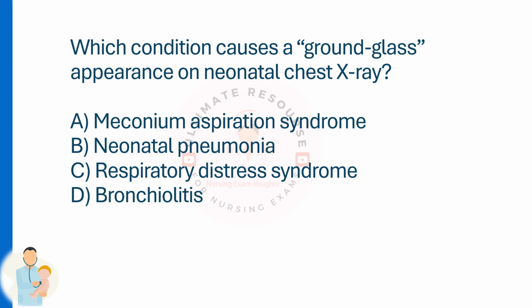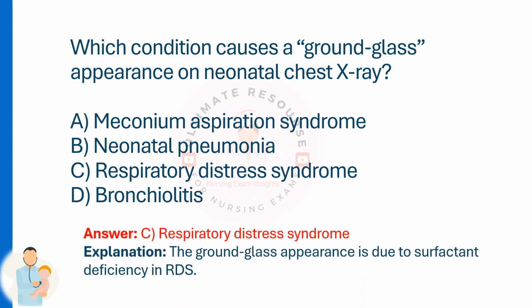Which condition causes a ground glass appearance on neonatal chest X-ray? Options are A. Meconium aspiration syndrome, B. Neonatal pneumonia, C. Respiratory distress syndrome, D. Bronchiolitis. The answer is C. Respiratory distress syndrome. The ground glass appearance is due to surfactant deficiency in respiratory distress syndrome.